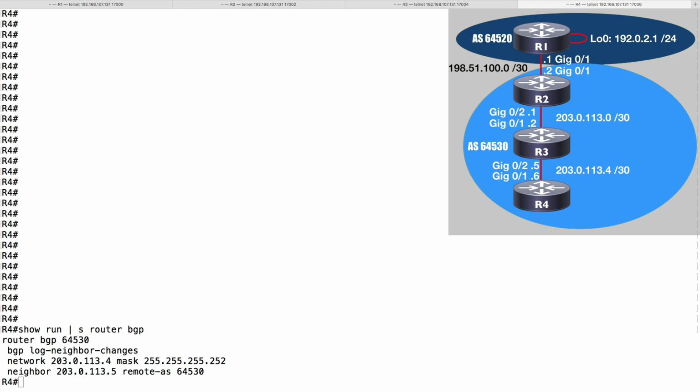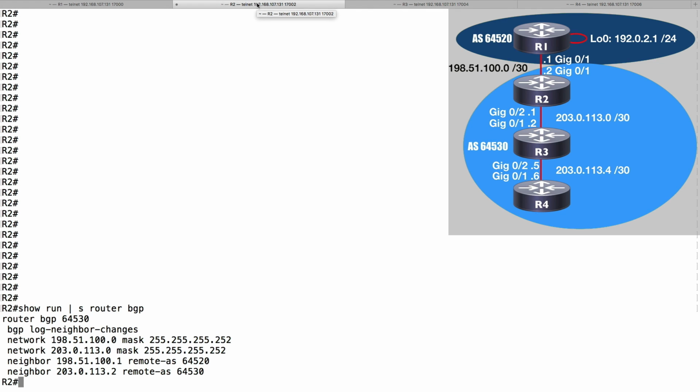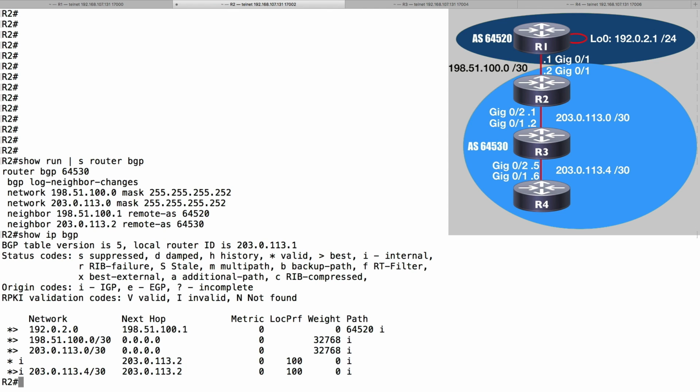If we go to router R2, and I take a look at my BGP learned routes by saying show IP BGP, we can see that router R2 has learned about the 192.0.2.0/24 network. We learned that from router R1. It's in a different autonomous system. And because it came in from a different autonomous system, R2 is going to advertise that over to router R3. Let's go to router R3.